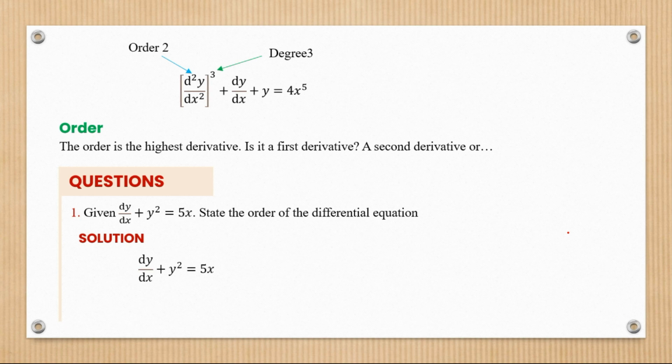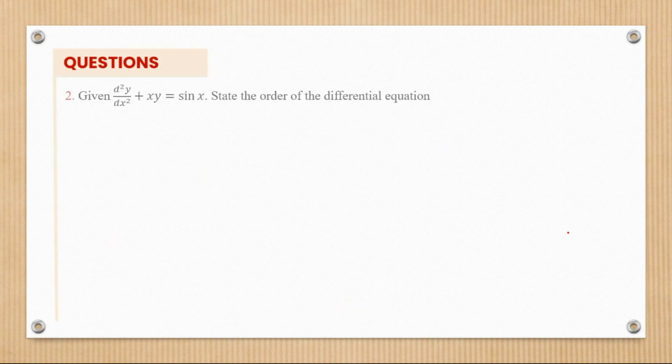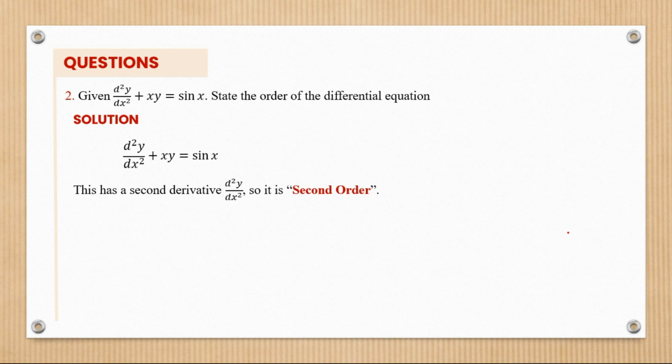Alright, so let's solve this. You can see that the highest derivative is the first derivative. It only has the first derivative dy dx, so therefore it is first order. Alright, let's look at another one. This is question 2. We're told, given d squared y over dx squared plus xy equals sine x, state the order of the differential equation. You can see that this has a second derivative, so it is second order.